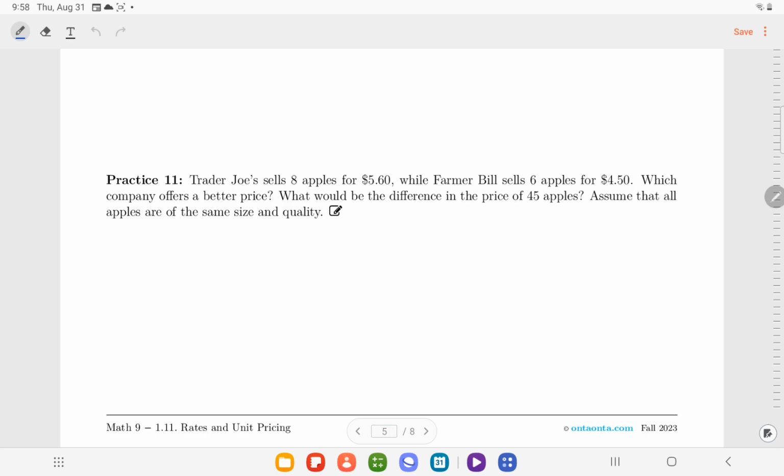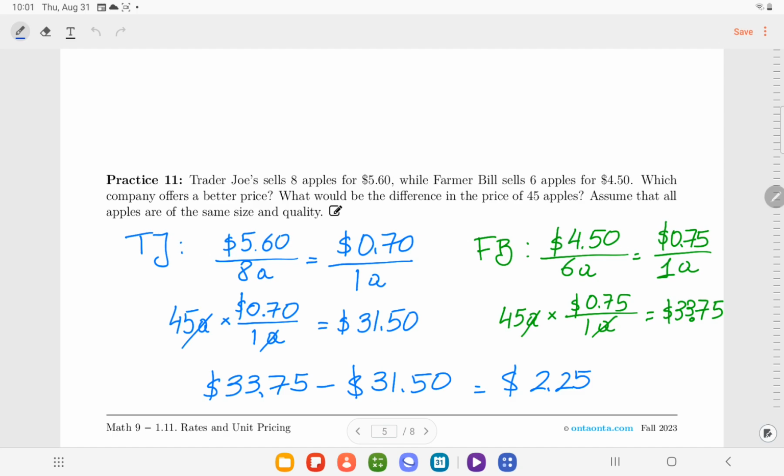Now complete practice 11 and check your answer when you're ready. We find that Trader Joe's charges 70 cents per one apple, but Farmer Bill charges 75 cents per one apple. So Trader Joe's gives a better deal. For 45 apples, we would pay $31.50 from Trader Joe's, but with Farmer Bill, we would have to pay $33.75.